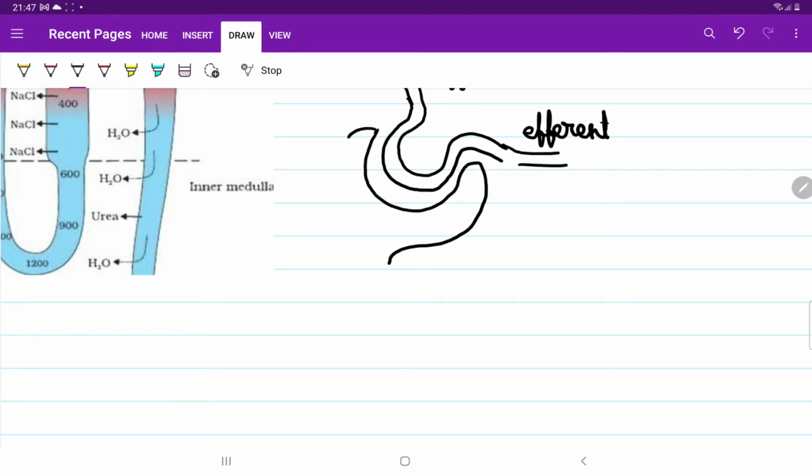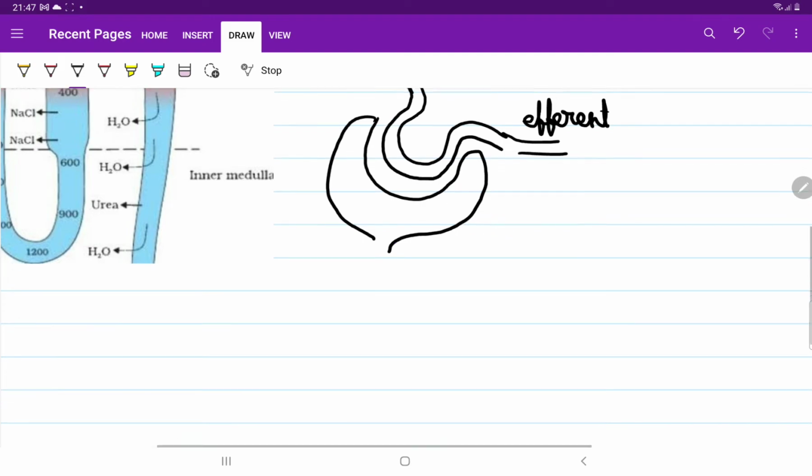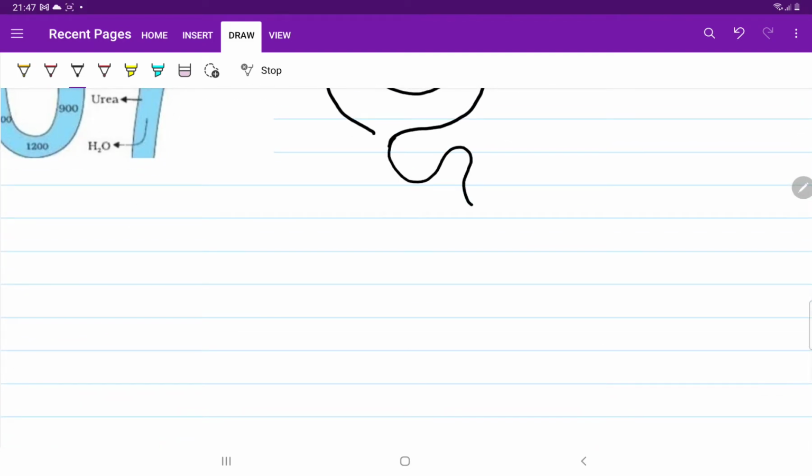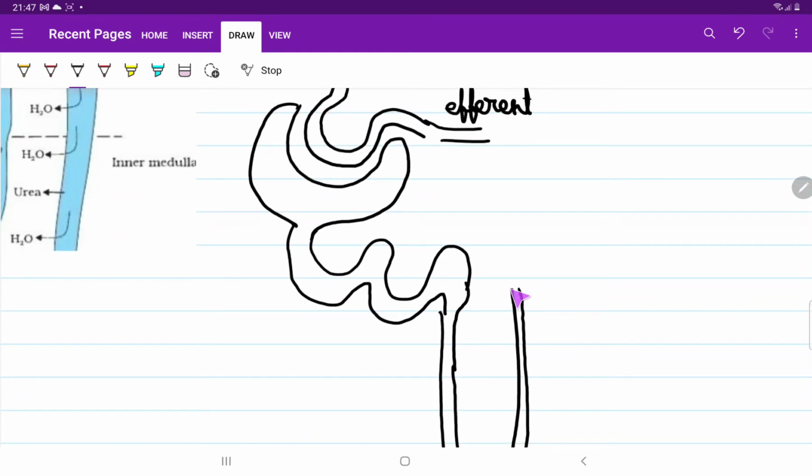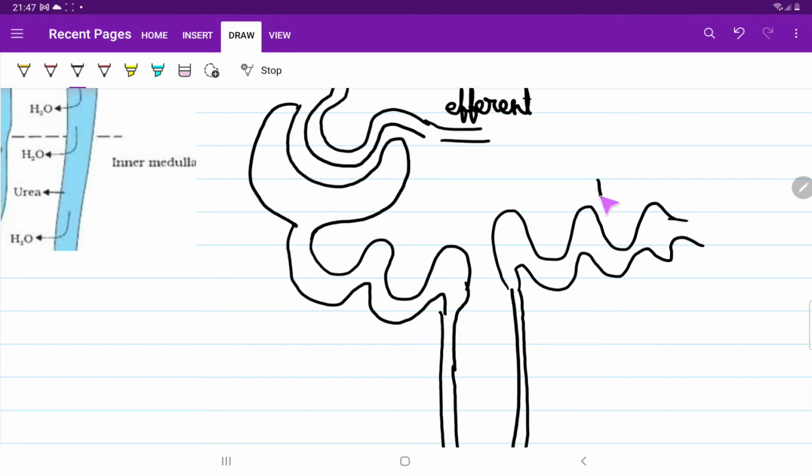Right? And this is the proximal convoluted tubule. Okay, and then we have the hairpin-like loop of Henle, and then we have the distal convoluted tubule. Yes, this is the distal convoluted tubule. I am writing here, this is the proximal convoluted tubule.